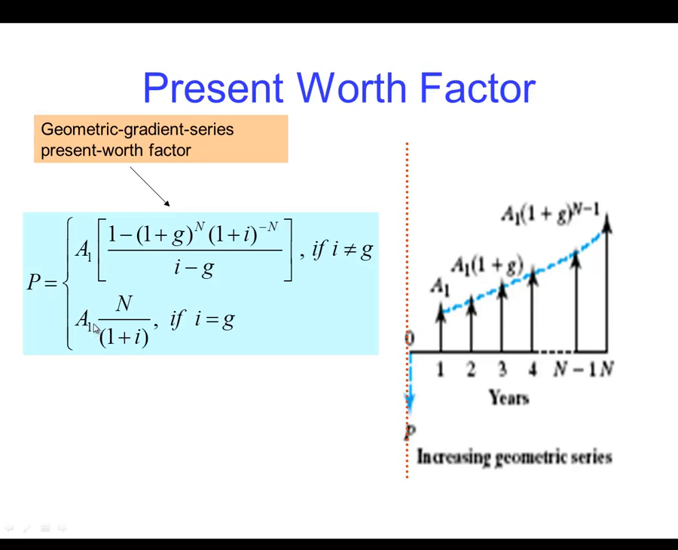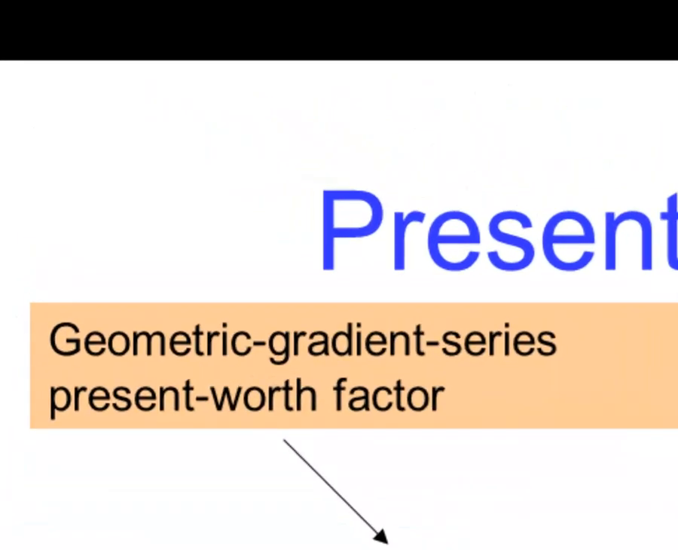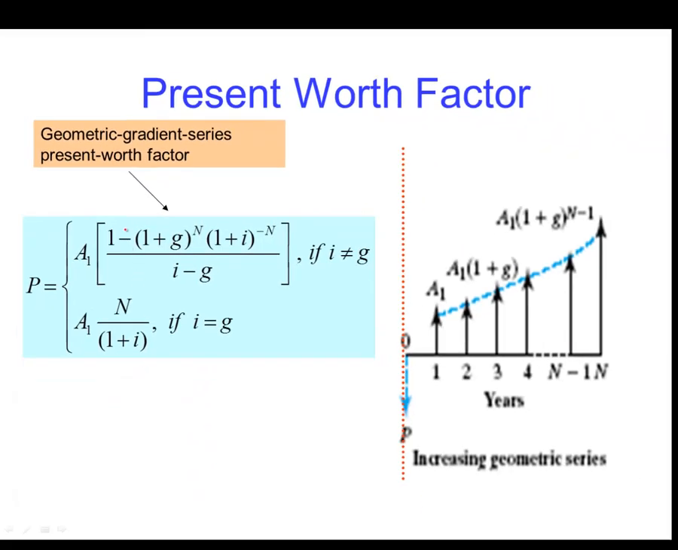The factor in this case is 1 minus 1 plus g to the power n multiplied by 1 plus I to the minus n, divided by I minus g. This factor is called the geometric gradient series present worth factor. The geometric gradient present worth factor. And of course, like we said, we have two different factors. This factor in case that I does not equal g, and this factor in case that I is equal to g.